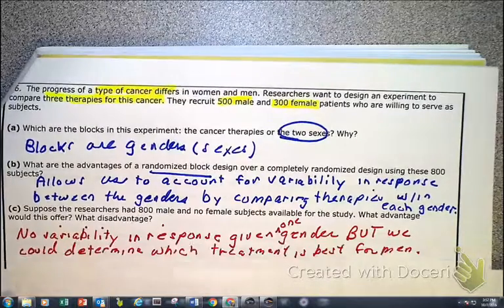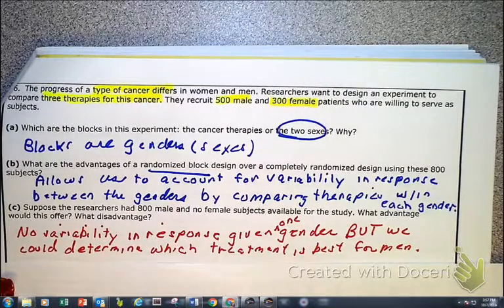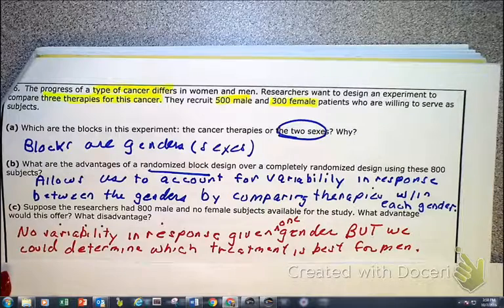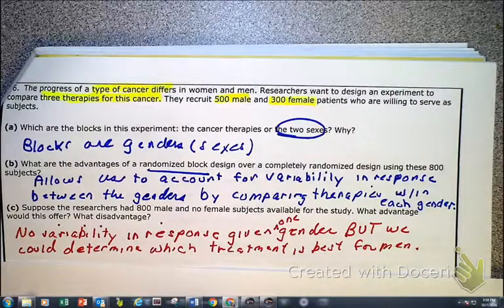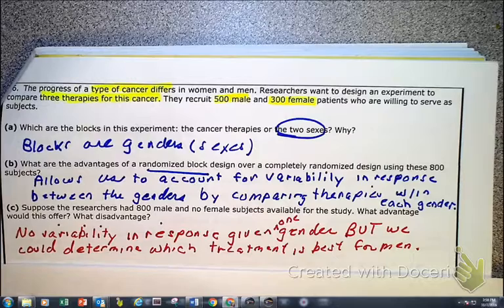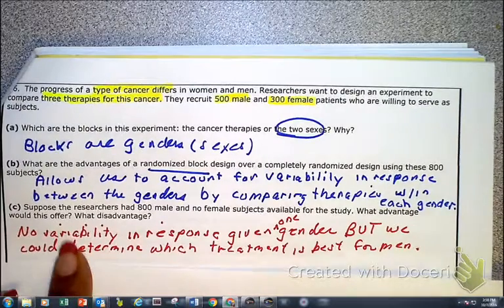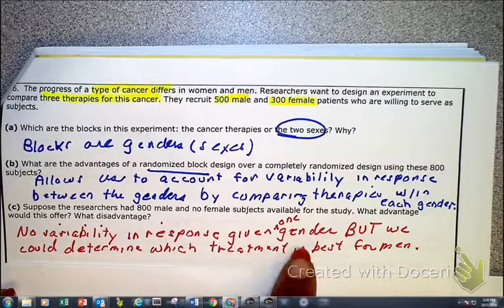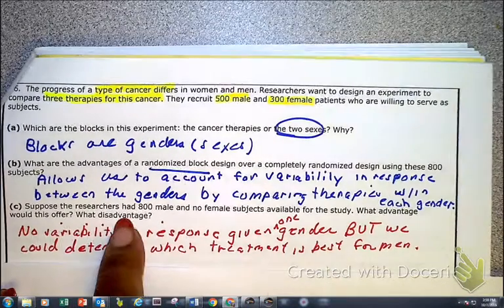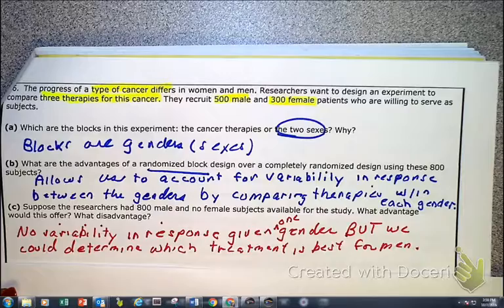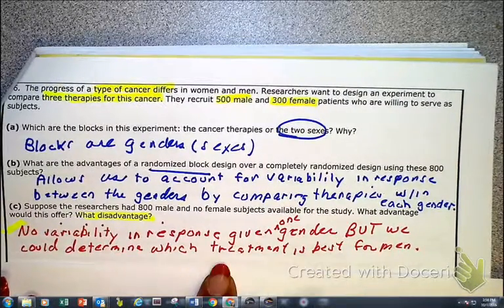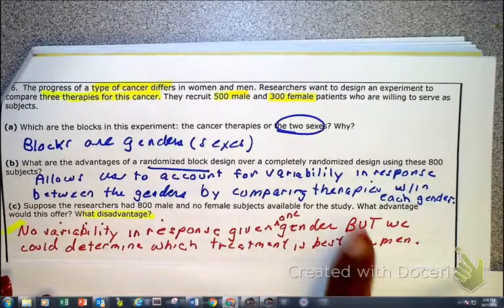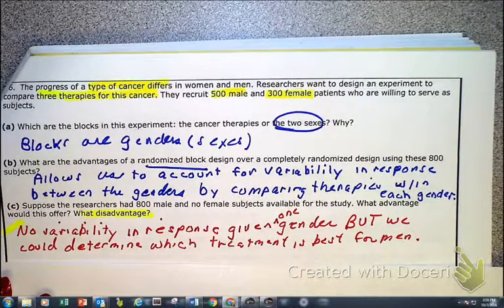Okay, the next question is, suppose that the researcher had 800 males and no females. So what advantage would it offer? Well, I spoke of the disadvantage first. There's no variability in the response given one gender. There is your disadvantage. But our advantage is we will be able to determine which treatment is best for that particular gender, the men.